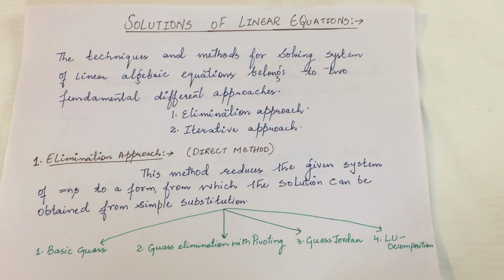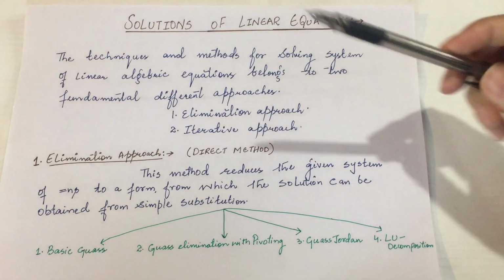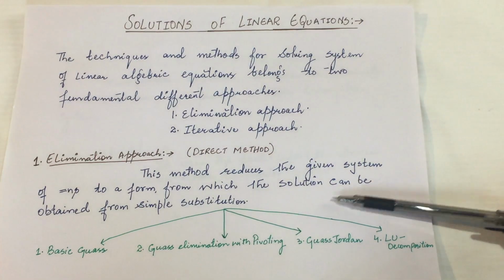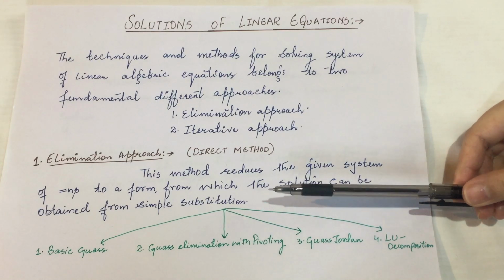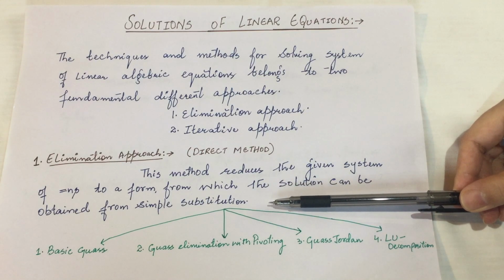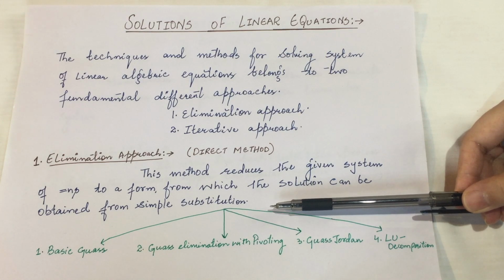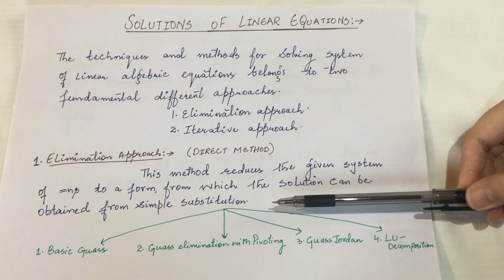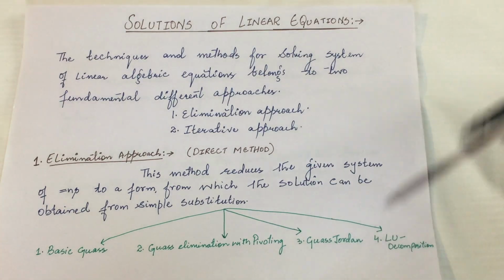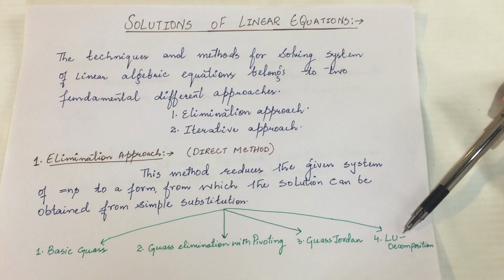We will try to learn one of the elimination approaches. So, elimination approach is also known as the direct method. It reduces the given set of equations to a form from which the solution can be obtained from simple substitution. Basically, there are a number of approaches in elimination approach. Like we have the basic Gauss, the Gauss elimination with pivoting, the Gauss-Jordan, and the LU decomposition.